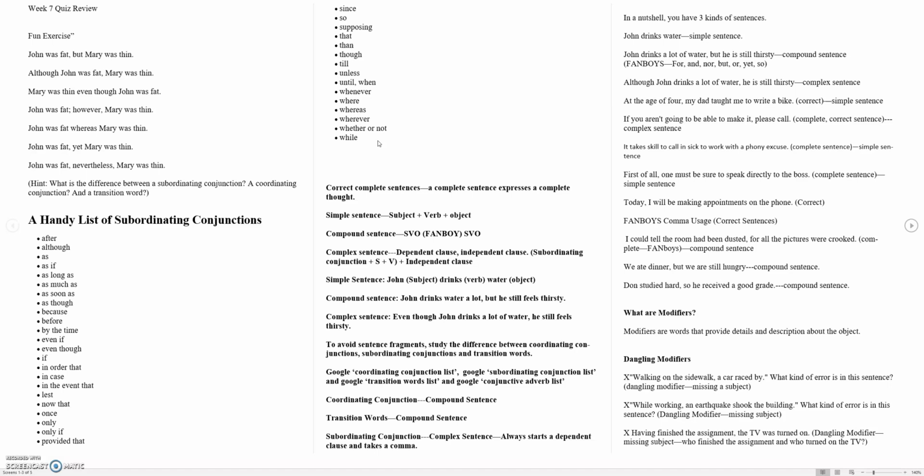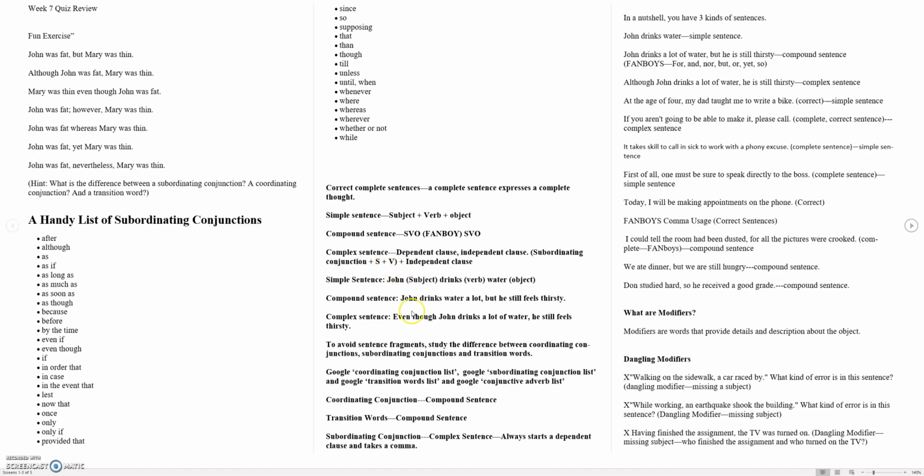Now, a correct complete sentence is a sentence that expresses a complete thought. There are three kinds of sentences: simple sentence, subject, verb, and object; compound sentence, which is two equally important sentences joined by a FANBOY, which is a coordinating conjunction: subject, verb, object, FANBOY, subject, verb, object. Complex sentence is a dependent clause with an independent clause, and the dependent clause always starts with a subordinating conjunction plus subject plus verb, and then comma, and then an independent clause. An example of a simple sentence is John, subject, drinks, verb, water, object.